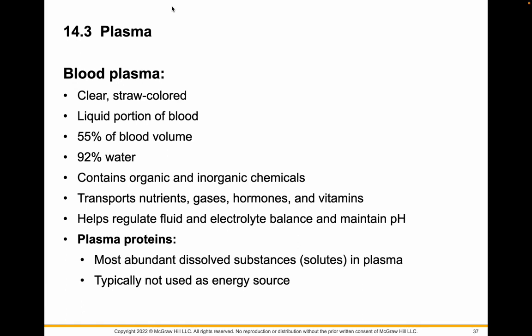Now, the majority of this plasma is water, with 92% being water, but it also has a bunch of other chemicals in it. And those chemicals can be both organic or inorganic, and it's going to be all kinds of things. For one, you already know hormones, both lipid hormones and non-lipid hormones. And the lipid hormones are being carried by protein, so you should expect some of those in the blood, right? And it helps regulate the fluid and electrolyte balance and maintain the pH of the body. Now, these plasma proteins are proteins in the plasma, and they are dissolved. They are not usually used for any energy source.